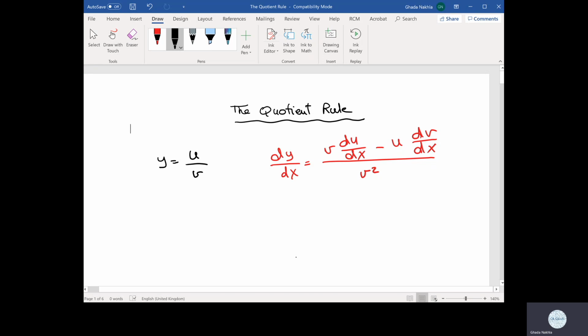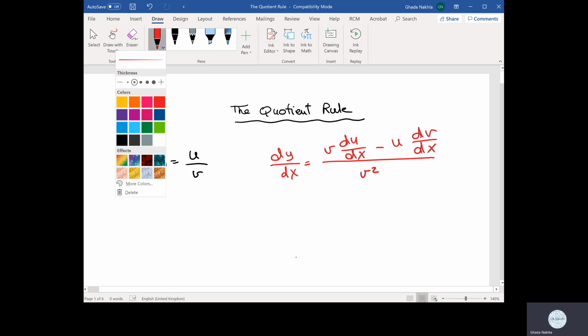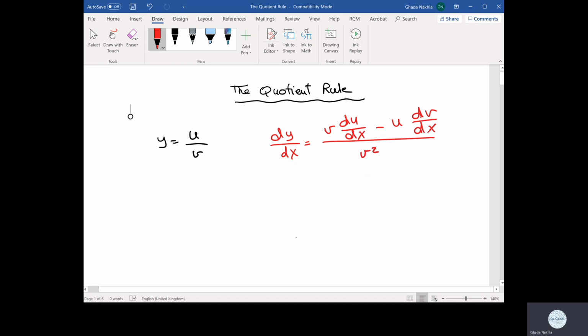And the answer would be, it's in the formula book: the denominator multiplied by the derivative of the numerator, minus the numerator multiplied by the derivative of the denominator, and then divided by the denominator squared, or divided by v squared. Okay, let's apply it, and hopefully when we apply it, we should be able to learn more about it as we go along.